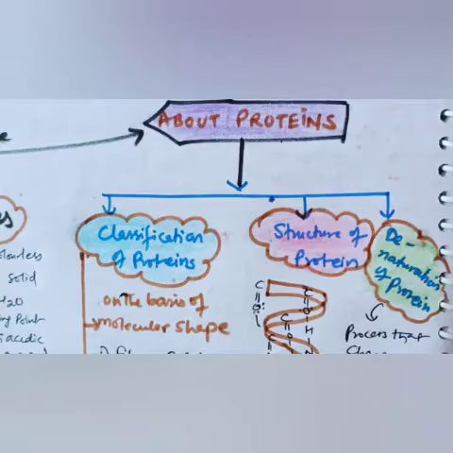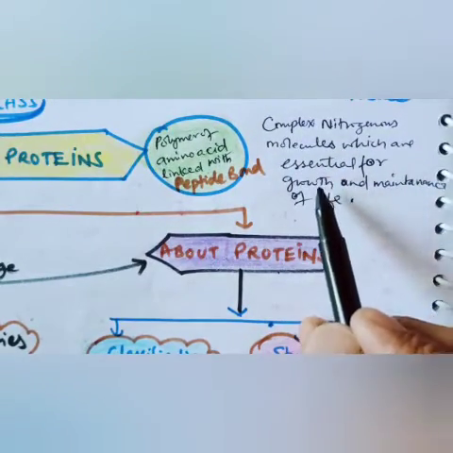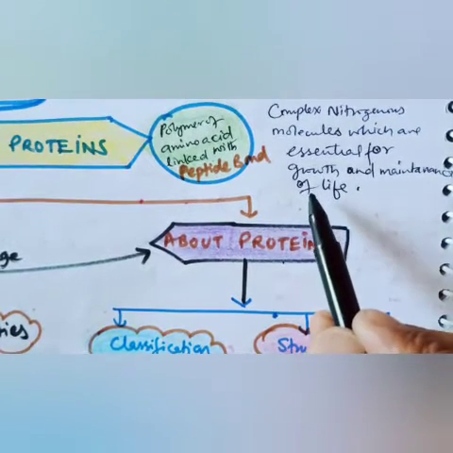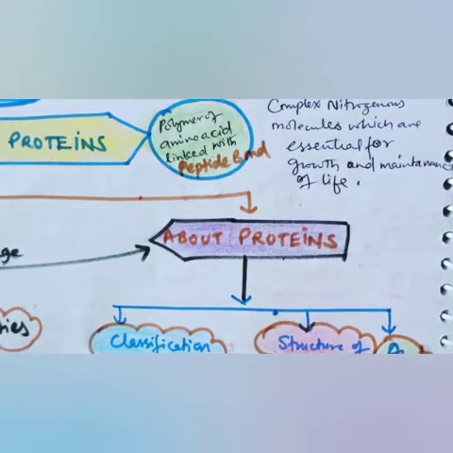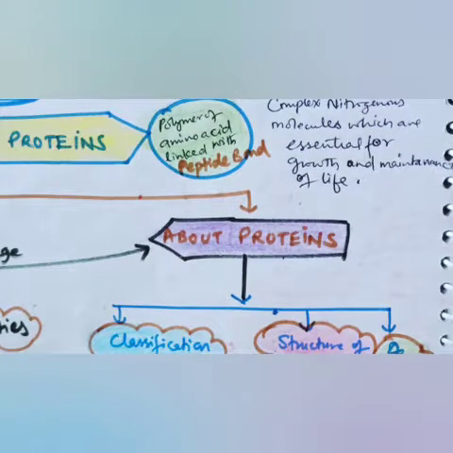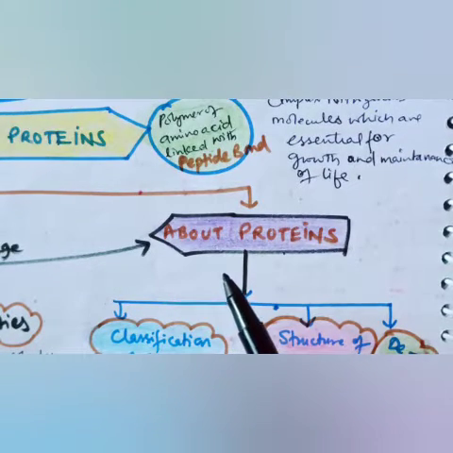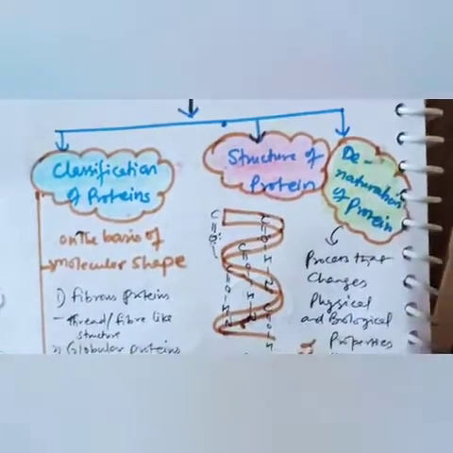Okay, if we say proteins are complex nitrogenous molecules which are essential for growth and maintenance of life. These perform a wide variety of biological functions. Proteins are the constituent of cells and therefore are present in all living bodies. The molecular mass of proteins is very high. Structurally, proteins are long polymers of amino acids linked with peptide bonds. So there are classification, structure and denaturation of protein.